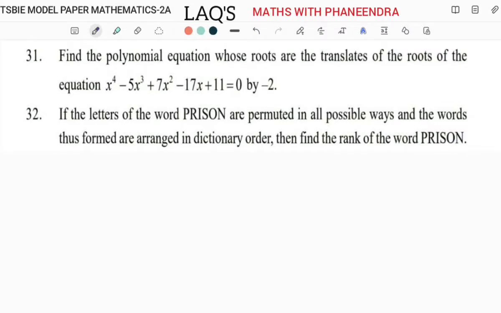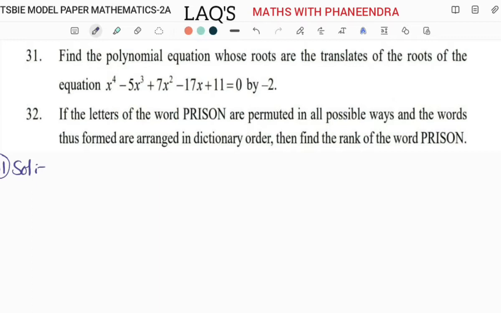The next question, number 31. Find the polynomial equation whose roots are the translations of the roots of the equation x power 4 minus 5x cube plus 7x squared minus 17x plus 11 equal to 0 by minus 2. So we need to do this type of question. This is one of the important type questions.